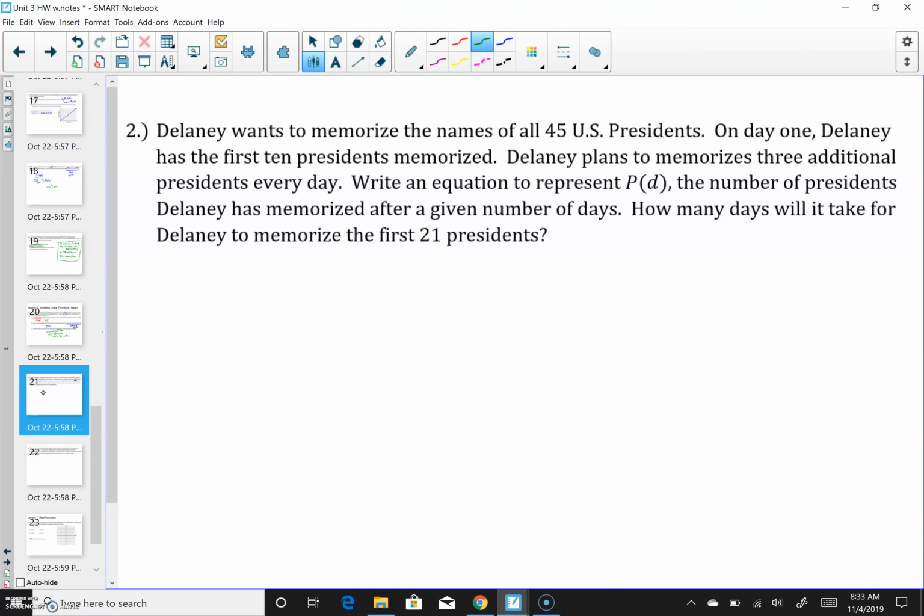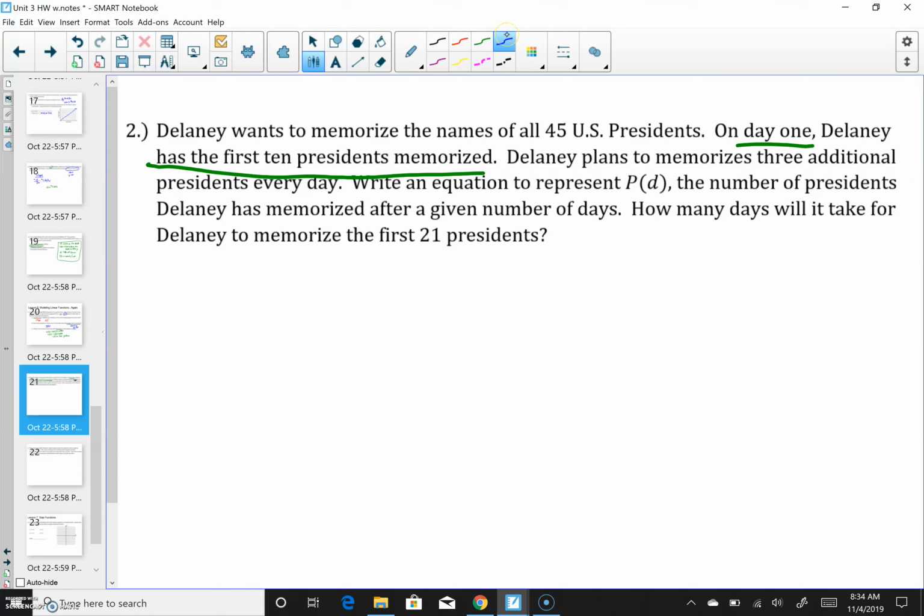Delaney wants to memorize the names of all 45 presidents. On day 1, I'm going to underline that because that's going to be important, Delaney has the first 10 presidents memorized. Delaney plans to memorize 3 additional presidents every day. Write an equation to represent P of D, the number of presidents Delaney has memorized after a given number of days. How many days will it take for her to memorize the first 24?